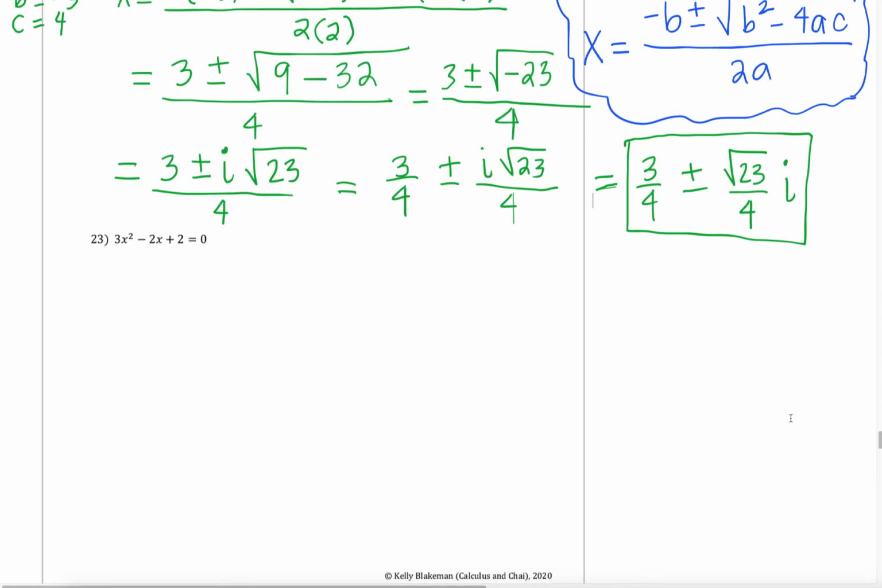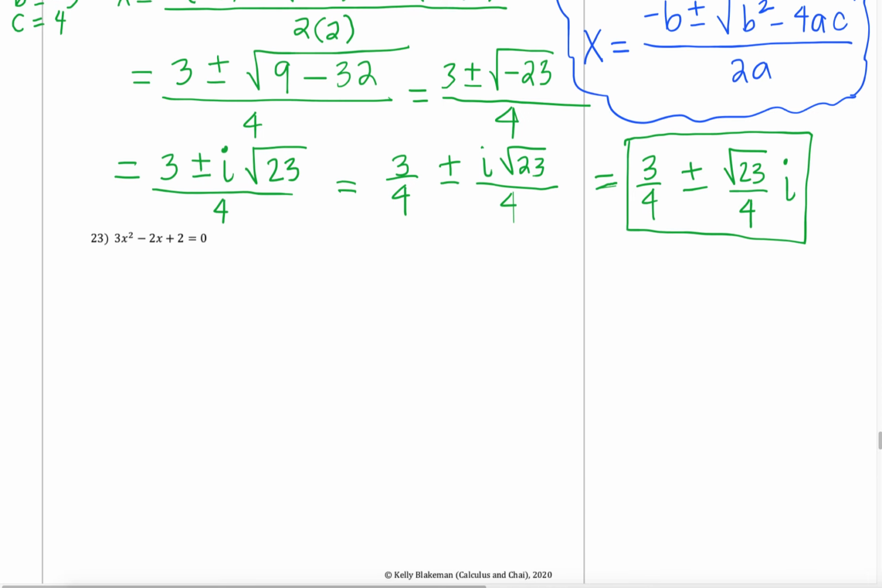Let's look at one last example together. So in example 23, we have 3x squared minus 2x plus 2 equals 0. And we're going to solve for our real and imaginary solutions using the quadratic formula. So the first thing we need to identify is what is our a, our b, and our c. Why don't you guys pause the video right here and determine what a, b, and c are.